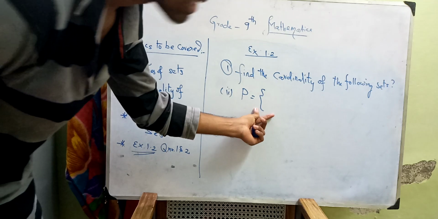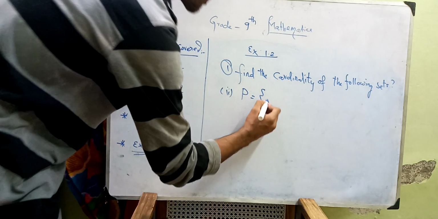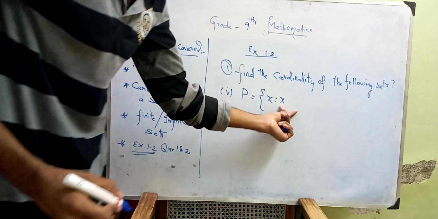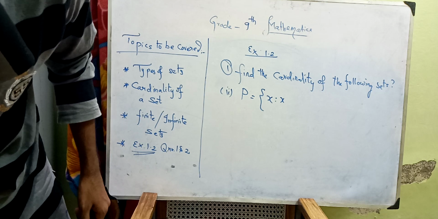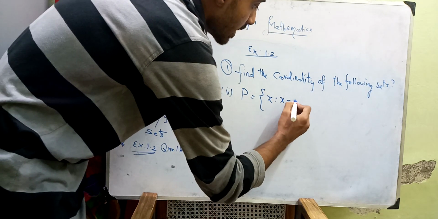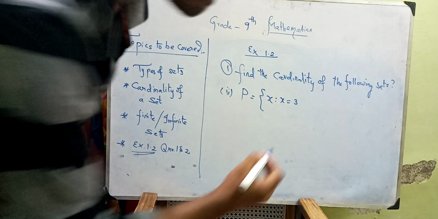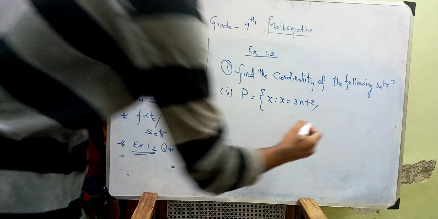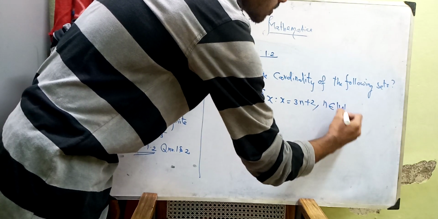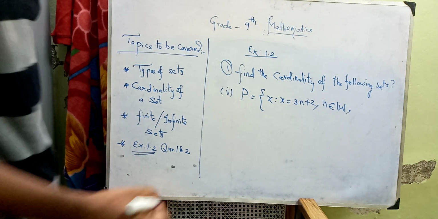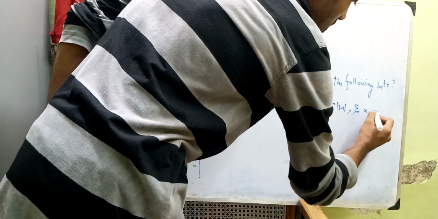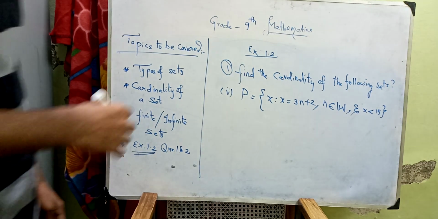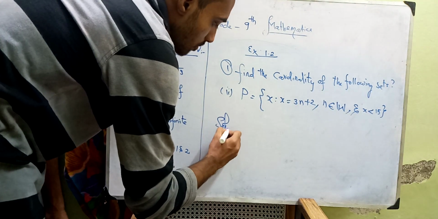P equal to the collection, or set, of all X such that X equals 3n plus 2, where n belongs to the whole numbers, and another condition is X is less than 15. Okay, let us move to the solution.